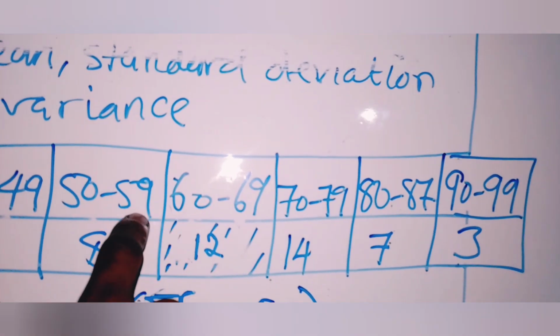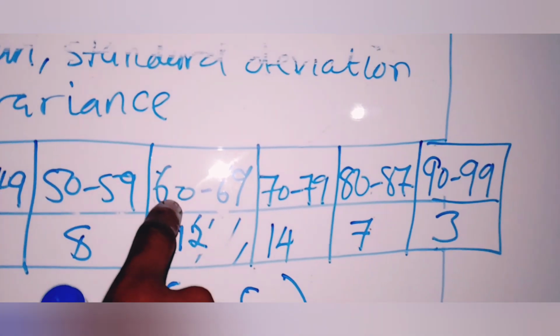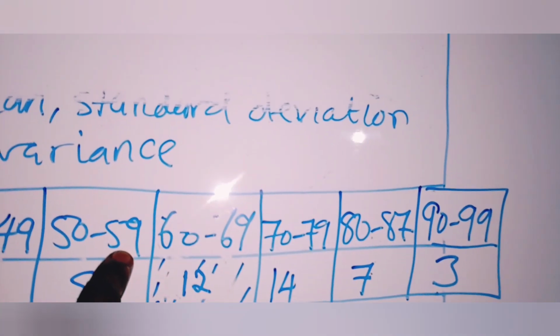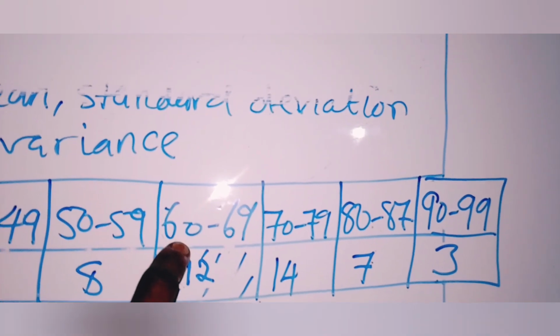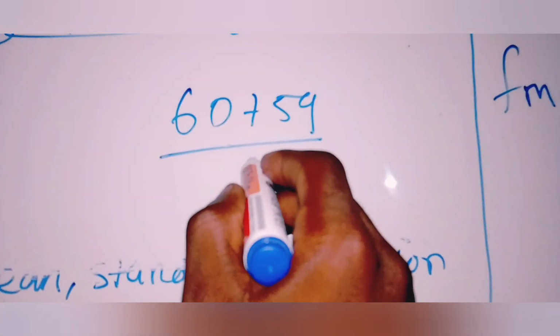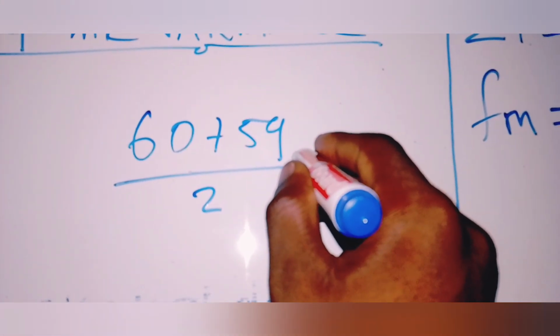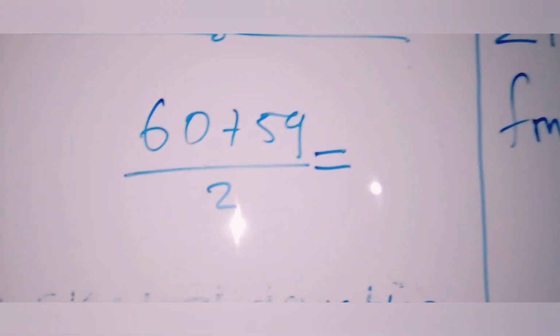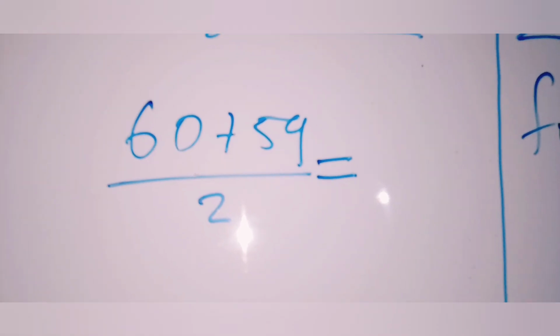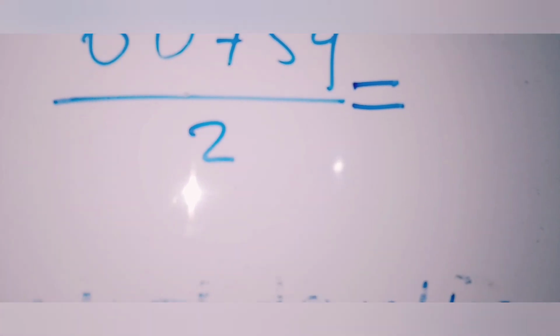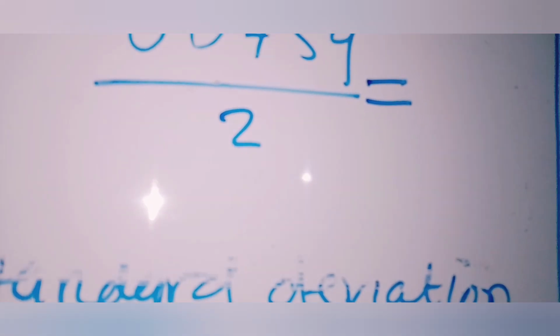So 59 and 60. Okay, going back, 60, 59. We are going to add 60 plus 59, and then you need to divide by 2. The answer it is going to give you will be the LM. So 60 plus 59, you have to divide by 2. And what is it giving you?